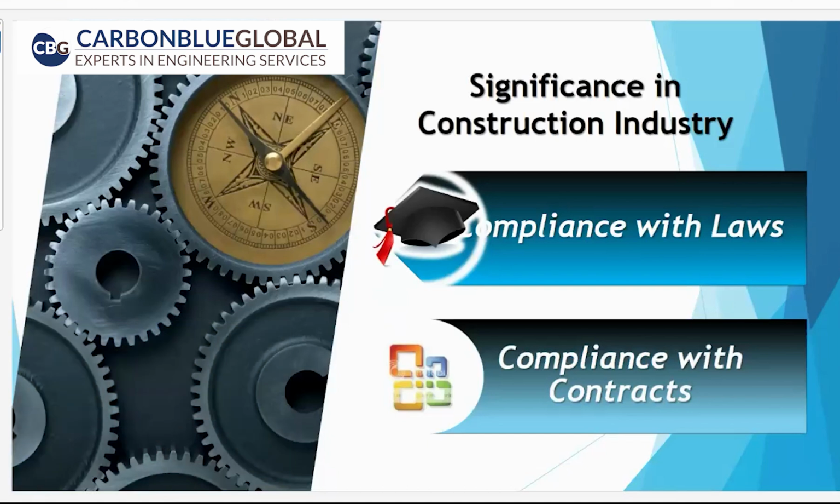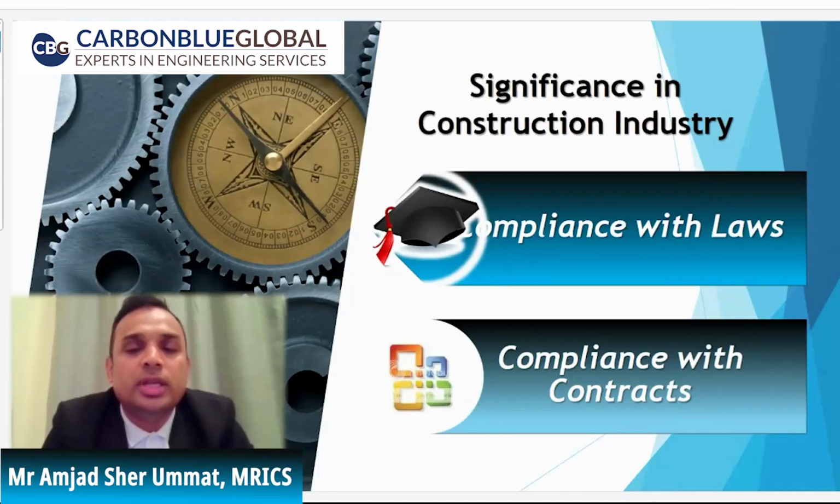The next phase, I'm going to explain the significance of insurance in the construction industry, and why the stakeholders involved in construction contracts are required to procure insurances. This is basically to ensure compliance with the laws as well as with the contracts. In some countries, especially in the Middle East, certain insurances are mandated by law. For example, in the United Arab Emirates, you are not legally allowed to execute a construction contract unless workmen compensation insurance is in place.